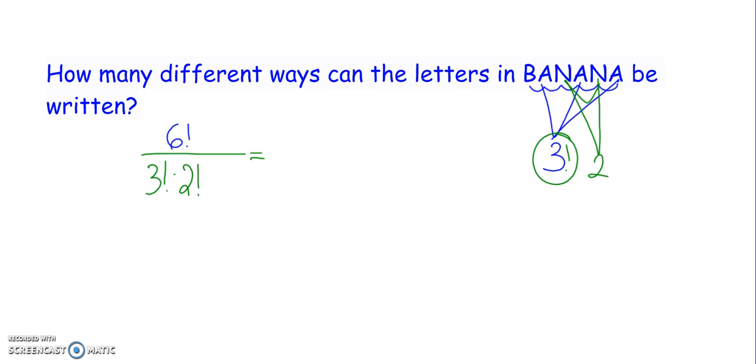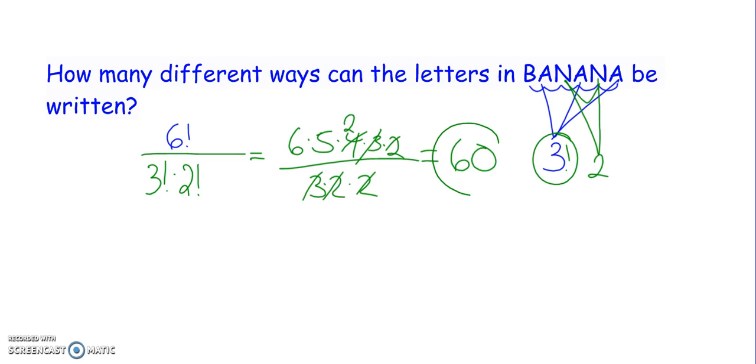So if I had to do this out, I like to do these without a calculator, because finding the factorial button on a calculator takes too long for me. So I know the 3's cancel out, the 2's cancel out, 2 goes into 4 2 times. So 6 times 5 is 30, times 2 is 60 different ways. So again, knowing the formula is going to be way handier than trying to write out all the letters in banana 60 different ways.